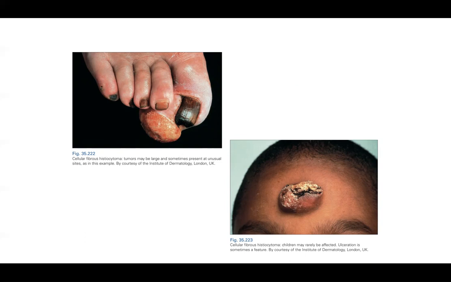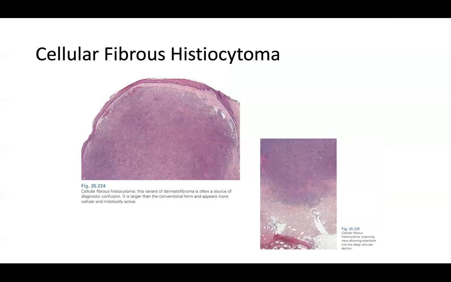And so I would try to make sure you get it when it's the smallest it is and with negative margins. Here's a cellular fibrohistiocytoma. It's larger than the conventional dermatofibroma. It appears more cellular and mitotically active. So again, if you've got something large, you've got something mitotically active, it's causing morbidity. There's really no good reason to leave any of it behind clinically.